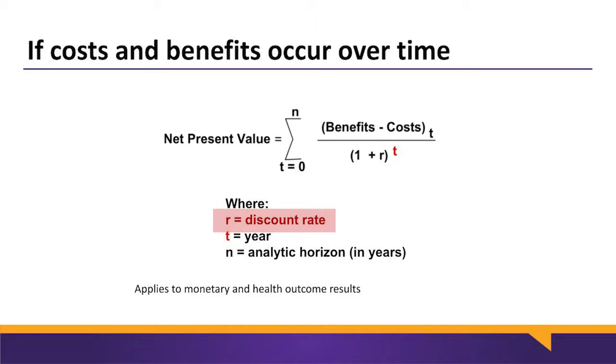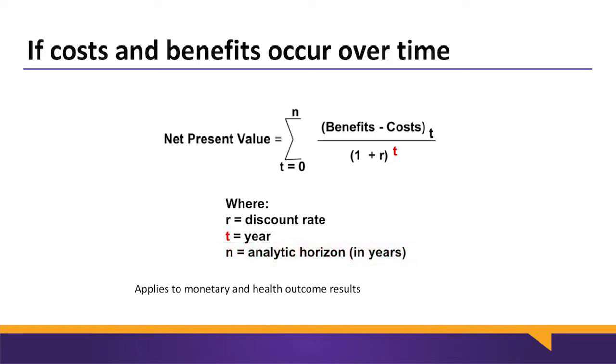I can leave it up to the economists to talk about it in more detail, or if we have more time, we could talk about it. I mentioned it a little bit in the previous module in which we looked at our cost table. T is the year in which these costs and benefits occur, and N is the analytic horizon.